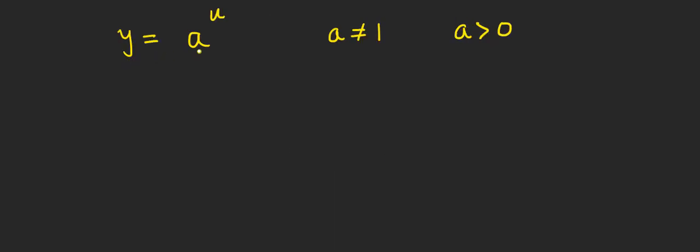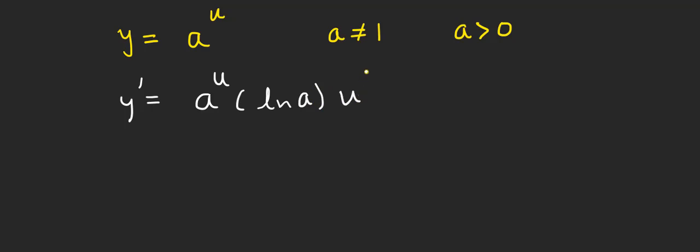Let's say you have y equals a to the u, where a is not equal to 1 and a is greater than 0. So in the last example, the base was e. Now it could be any real positive number as long as a is not equal to 1. So when you take the derivative of this, it's going to be a to the u times natural log of a times u prime. That's how you find the derivative of an exponential function.